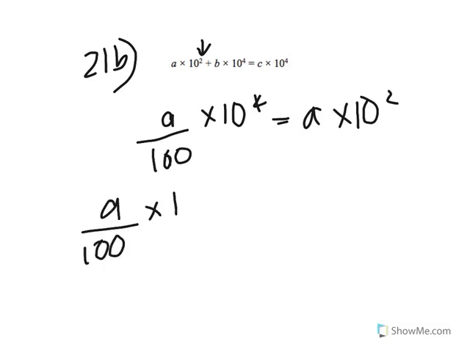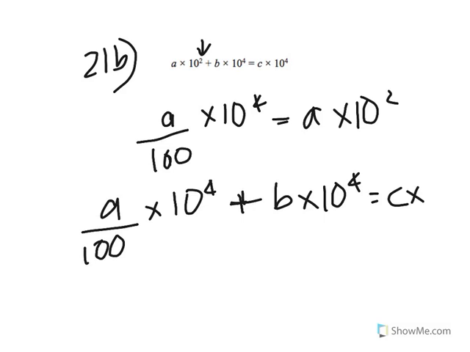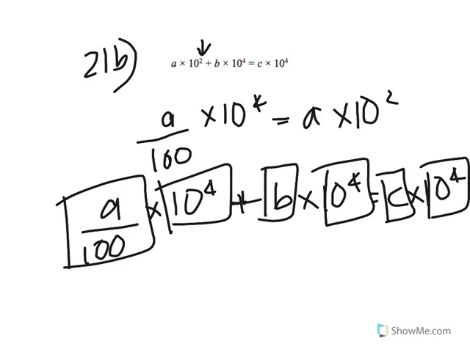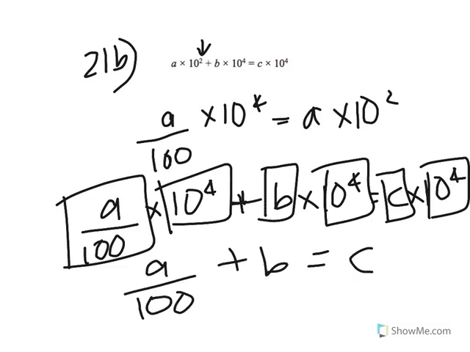So, using that, we can say A over 100 into 10 to the power of 4 plus B into 10 to the power of 4 is equal to C into 10 to the power of 4. And that means that this plus this will give me C, because 10 to the power of 4 is remaining constant throughout the equation. So that means that A over 100 plus B is equal to C. So 0.01A plus B equals C.